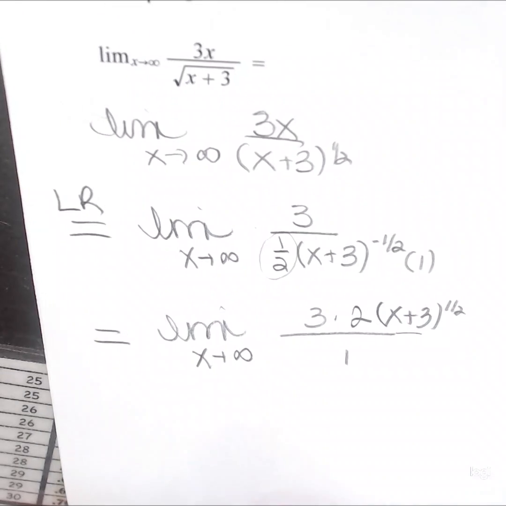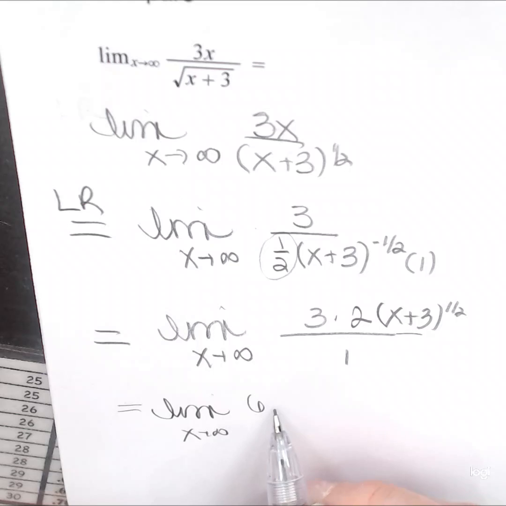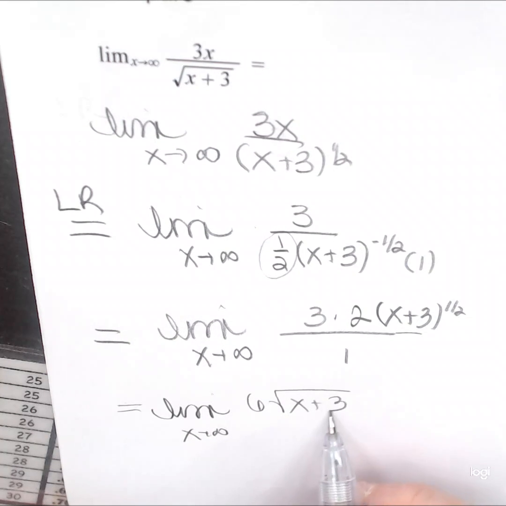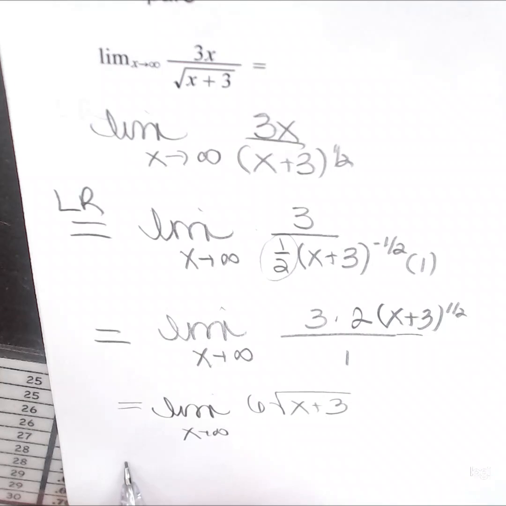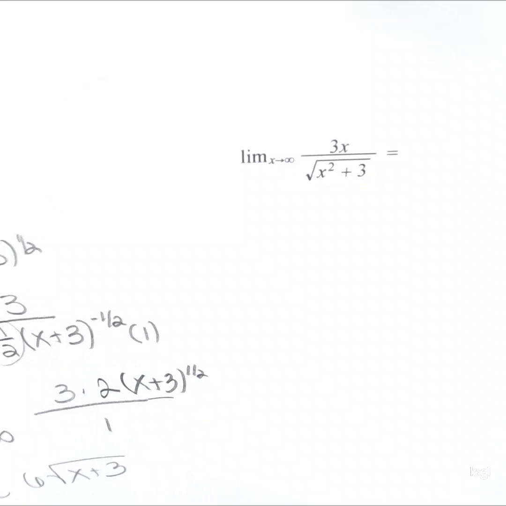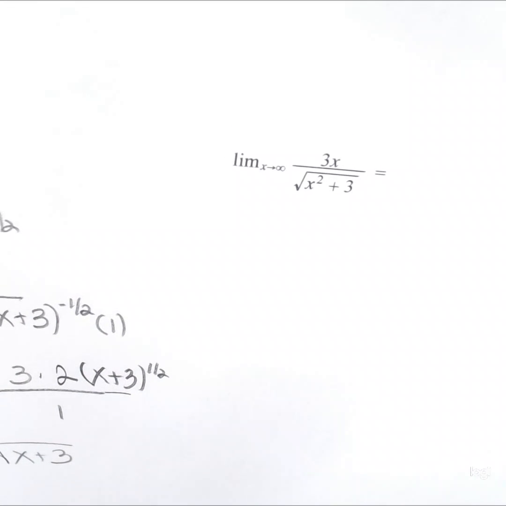So we get here that this is equal to the limit as x approaches infinity of 6 times the square root of x plus 3. And of course, when plugging in infinity for this, we get infinity, no longer an indeterminate form. So L'Hopital's rule works out quite nicely for us. Now, if we look at the second example, we're going to see a case where L'Hopital's rule causes us a little bit of a problem.